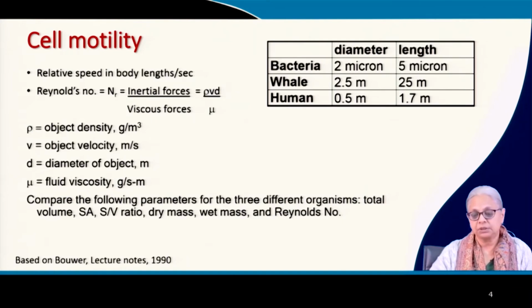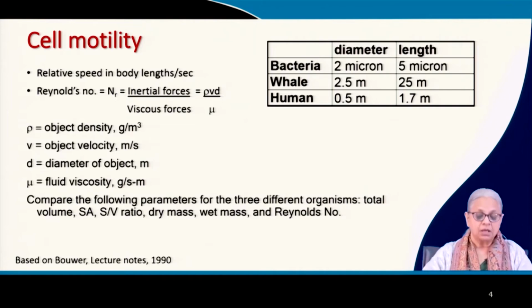We can assume that the bacteria have a diameter of, let's say, 2 microns and a length of 5 microns. We have whales, which are the other end of the size spectrum. If you think about the largest animal on the planet, especially animals that live in aquatic systems, the largest animal is the blue whale, and it has a diameter of about 2.5 meters and a length of about 25 meters. How do human beings compare with these two organisms? First of all, we don't live in water. We do have the ability to swim, but we cannot survive in water. So that's one major difference.